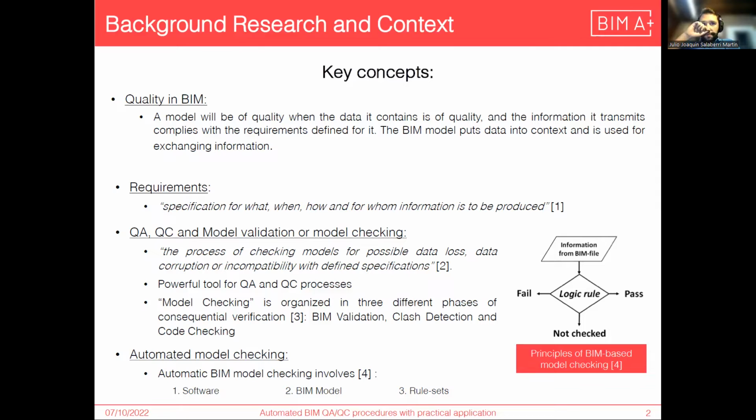Model checking is currently organized in 3 different consecutive phases in BIM projects, which we can identify as BIM validation, clash detection, and code checking. And automated procedures for BIM model checking generally involve 3 elements, which are software, the BIM models, and rule sets, or sets of rules.